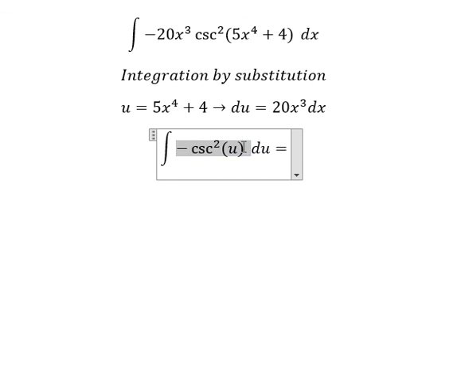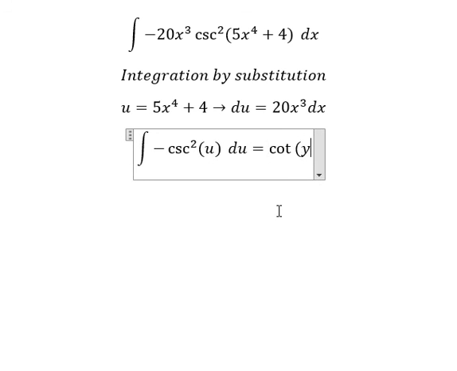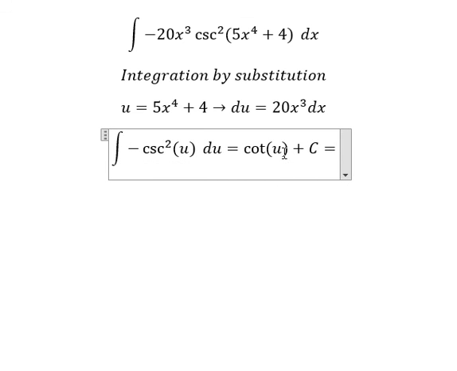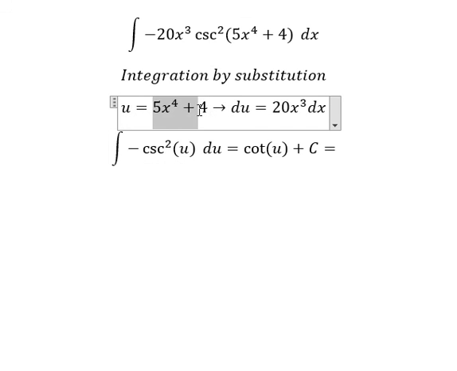So the integration of this one is about cosine of u. About u, that is this one.